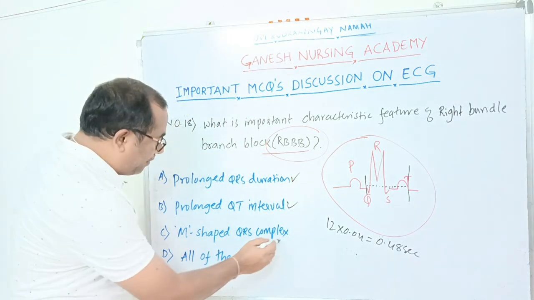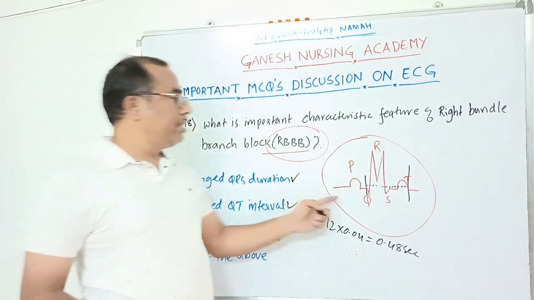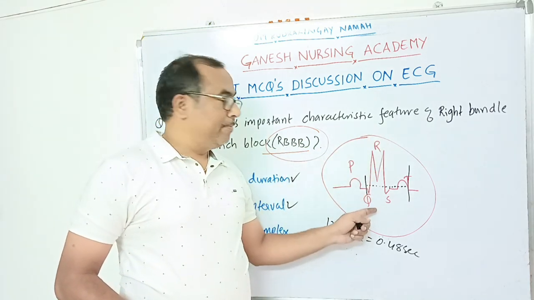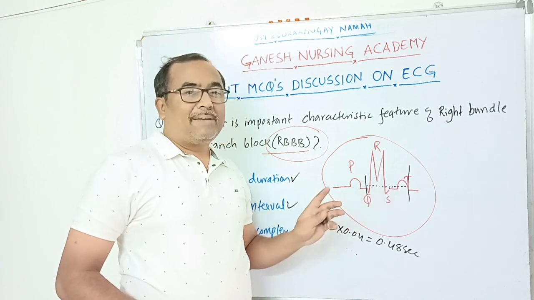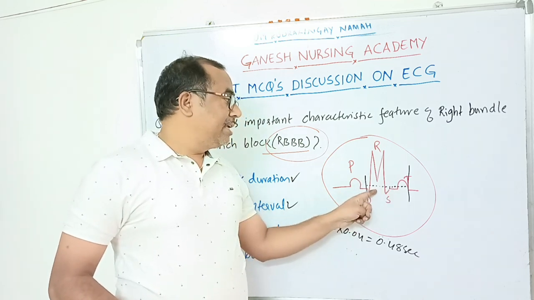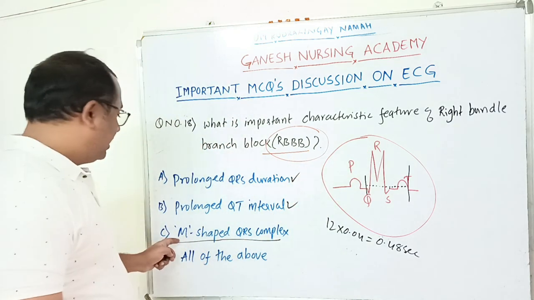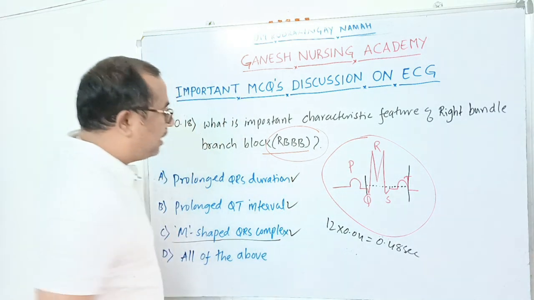And next one is M-shaped QRS complex. Already I have told you that in right bundle branch block, the QRS complex will be M-shaped. P wave, T wave, ST segment, everything will be normal, but the QRS complex will be turned into M shape. So option C, M-shaped QRS complex, is also a right option.